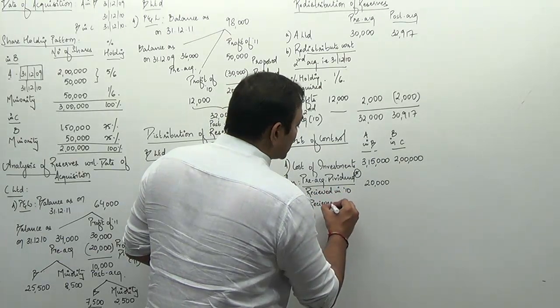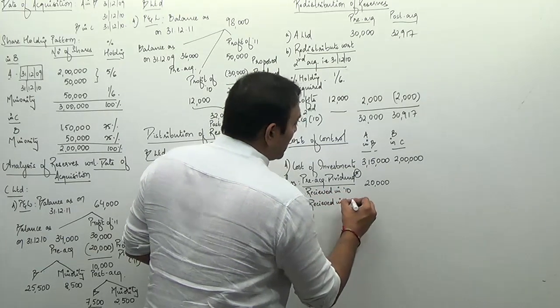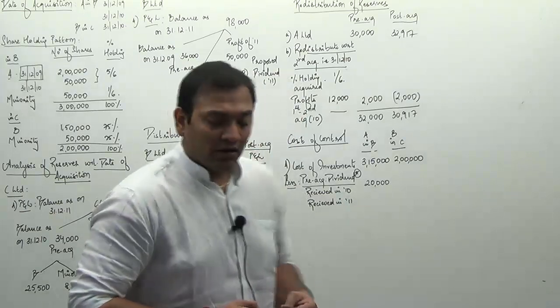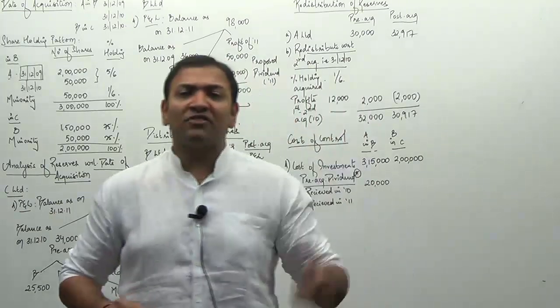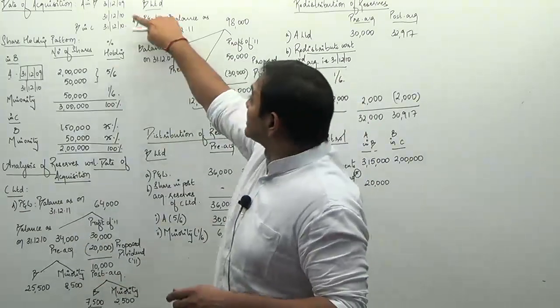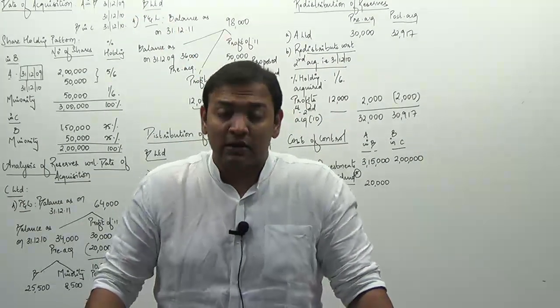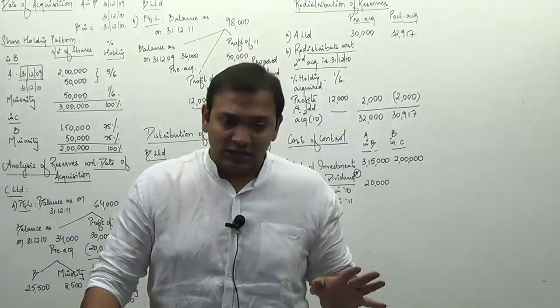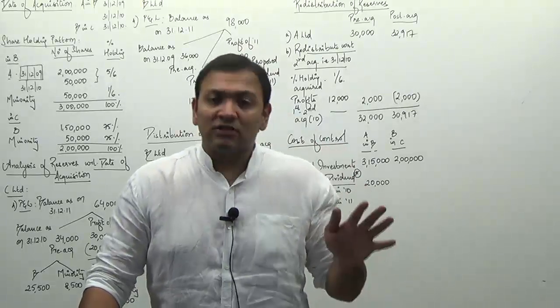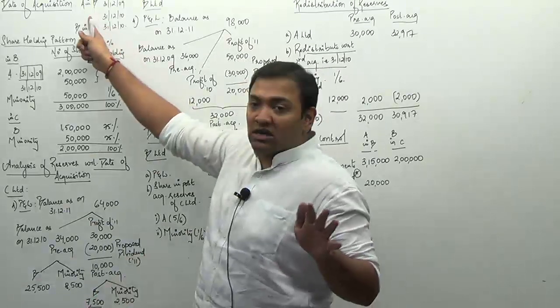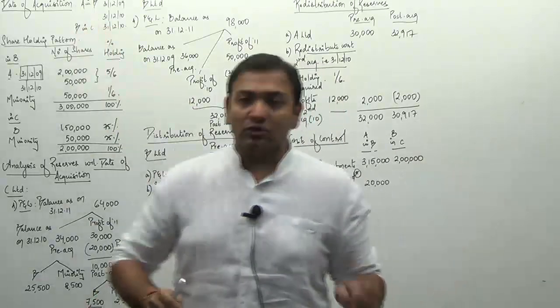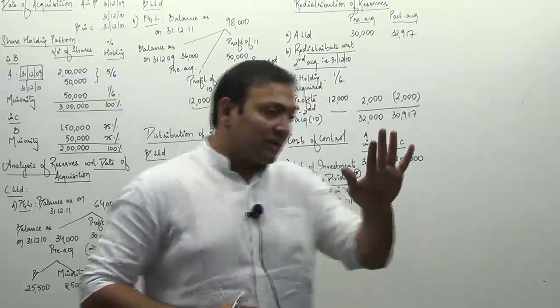There is something received in 2011 as well. How much did you receive in 2011? 25. Why did you receive 5,000 extra? Because there was a subsequent acquisition of 50,000 shares on 31st December 2010. Think only from that 50,000 shares perspective. 50,000 shares acquired on 31st December 2010. I received dividend in 2011 to that extent of 50,000 shares.